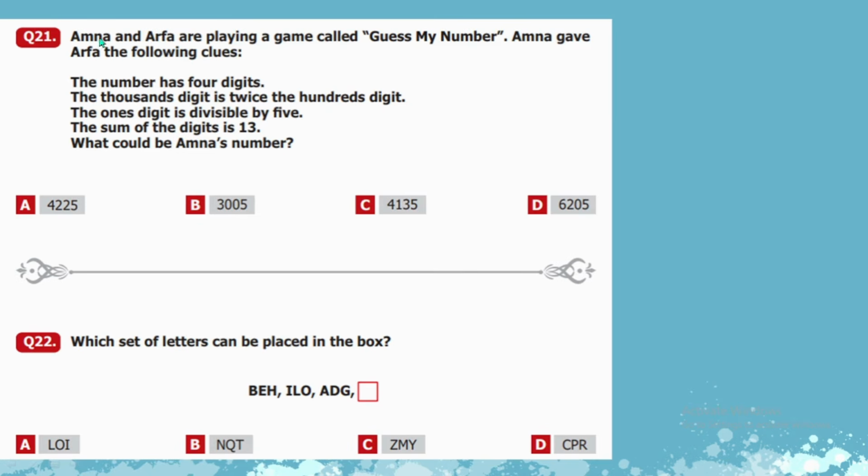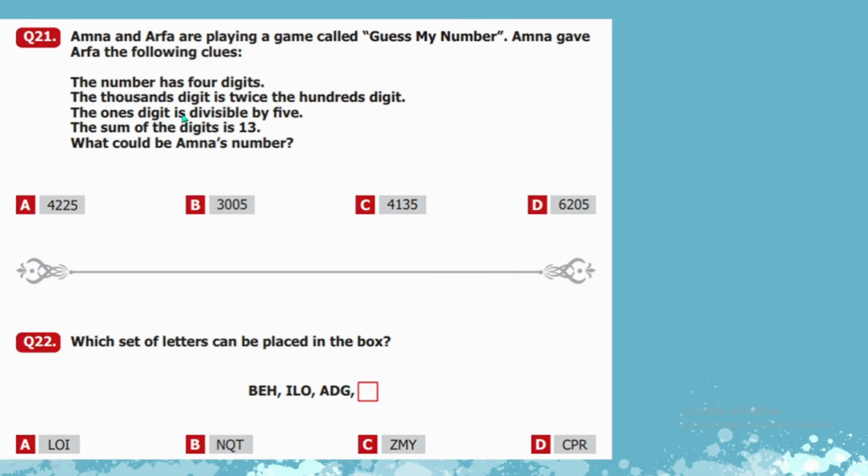Question number 21. Amna and Arfa are playing a game called Guess My Number. Amna gave Arfa the following clues. The number has 4 digits, so we can see all the options have 4 digits. The 1000 digit is twice the 100 digit. So we can see that in option A, the 1000 place, which is 4, is twice the hundreds place. But in the rest of the options, there is no such number that falls into the criteria.